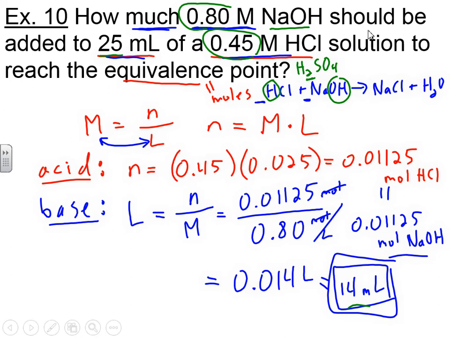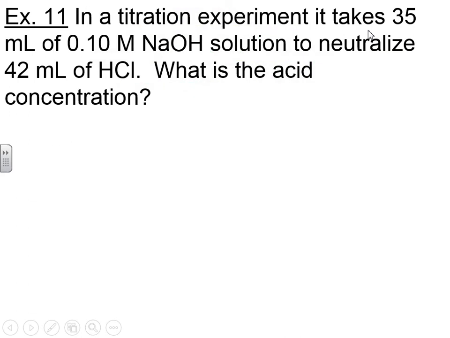Let's try another one that's a little more involved. In a titration experiment, it takes 35 mils of 0.10 molar sodium hydroxide solution to neutralize 42 mils of HCl. What is the acid concentration? This is actually the standard titration problem, where you're trying to determine the concentration of your acid in this case. And we'll do it the same way. It took 35 mils of 0.10 molar sodium hydroxide.